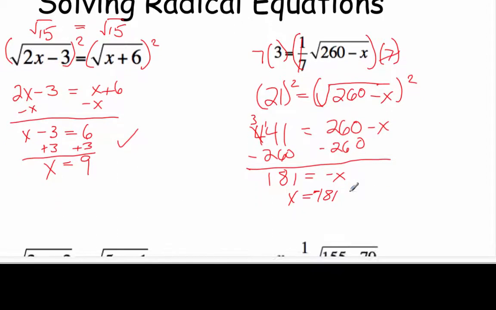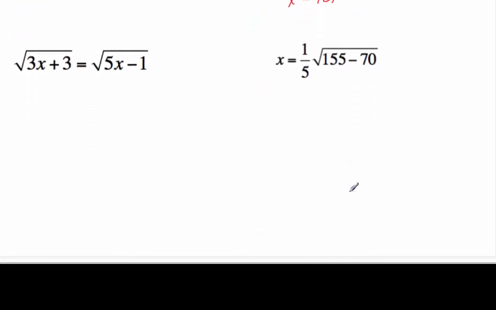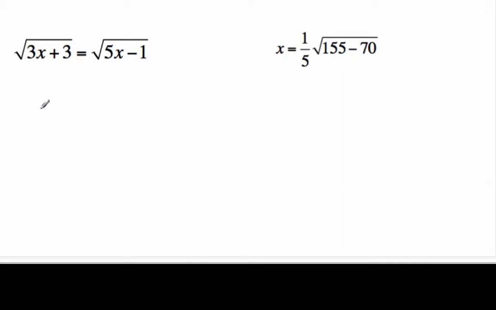All right, there are 2 more examples, so let's scroll down a little further. I added a couple more examples just like the ones that we did up above. So let's go ahead over here. We're just going to square both sides right away, same thing that we did on the other examples above. Remember, when I square a square root, all I get is the radicand, which is what's inside. So I get 3x plus 3 is equal to 5x minus 1.